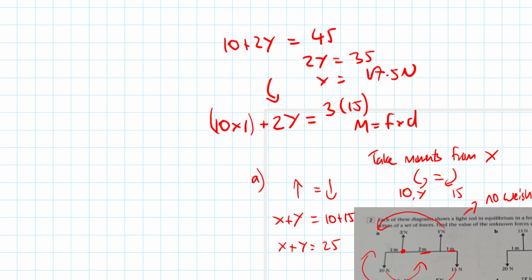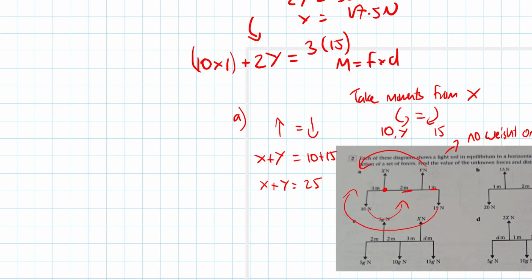From here we don't need to solve the other moment, we can just plug into our equation. So x plus 17.5 is equal to 25, so 25 minus 17.5 is 7.5. So x is 7.5 newtons.